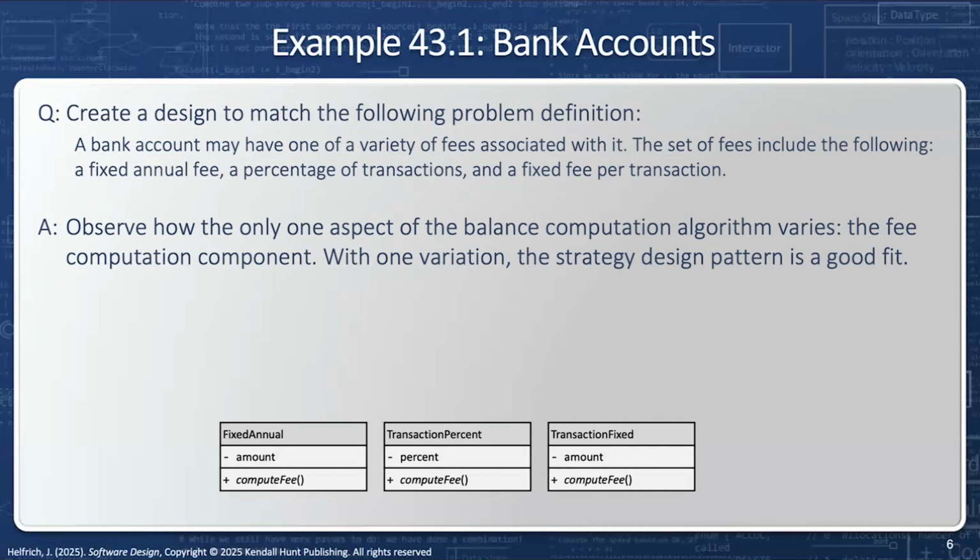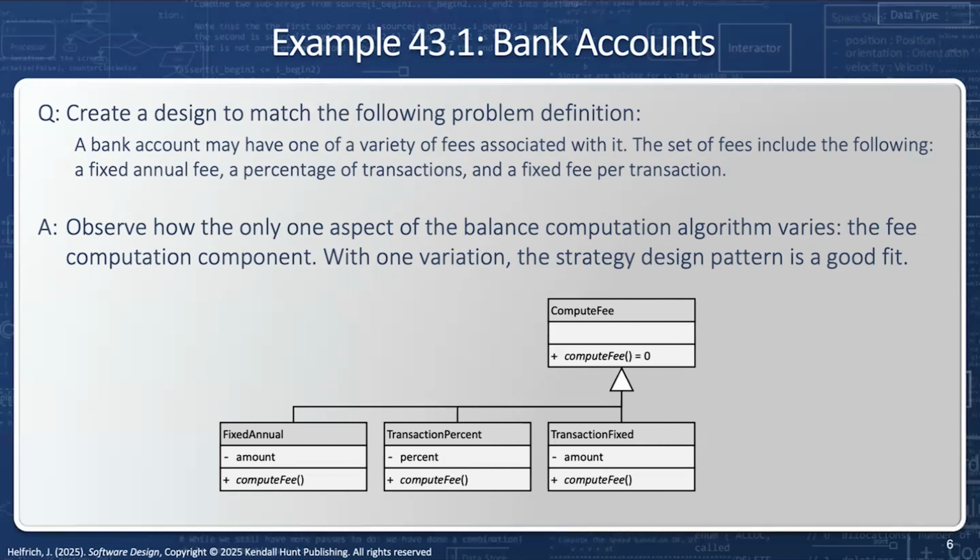Notice they're going to have different private member variables, and those attributes are going to refer to the amount of the annual fee, the percent of the transaction fee, and the amount of the fee per transaction. Now, what is the common interface between all these? Well, it's the compute fee method, and I will put this in the compute fee abstract class. And they're all related by inheritance.